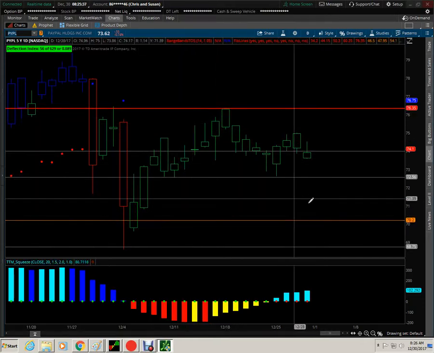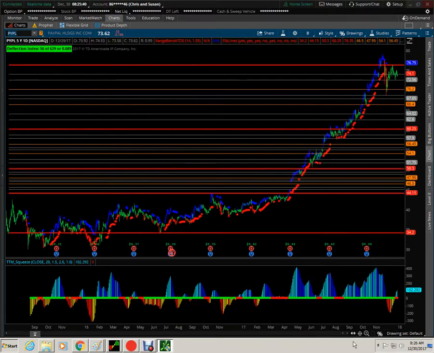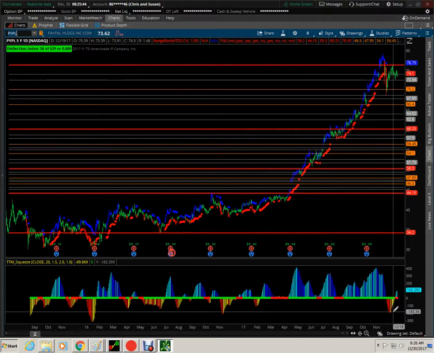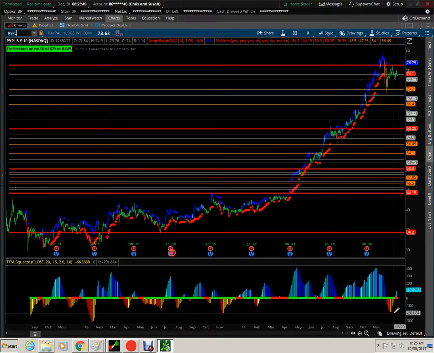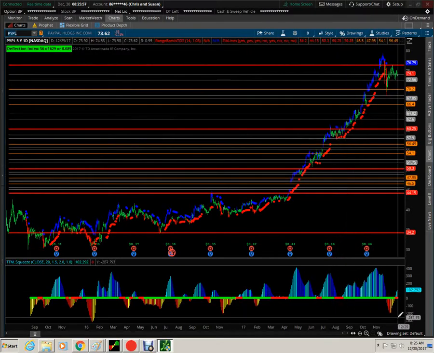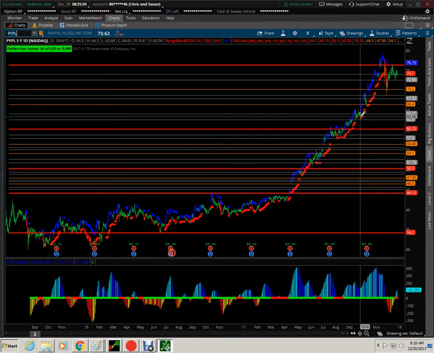So zooming back again, you'll notice that PayPal is going into a squeeze in the TTM squeeze indicator. And that just means I believe the Bollinger Bands are inside the Keltner channels. It's a volatility-based indicator. And again, notice when stocks break out of the squeeze period, they typically continue in the direction in which they broke. So just taking a little bit of a pause on PayPal right now. I'm going to stick with this interpretation for the time being.